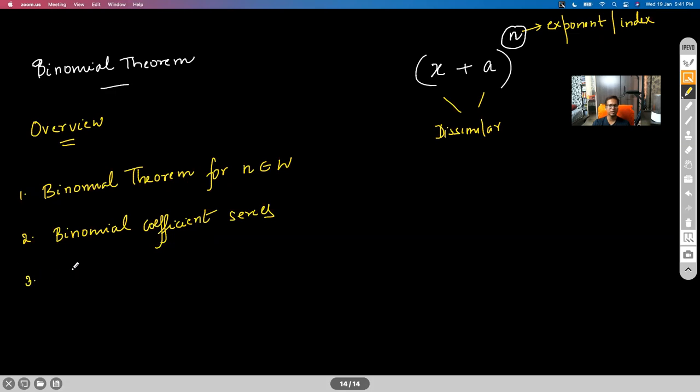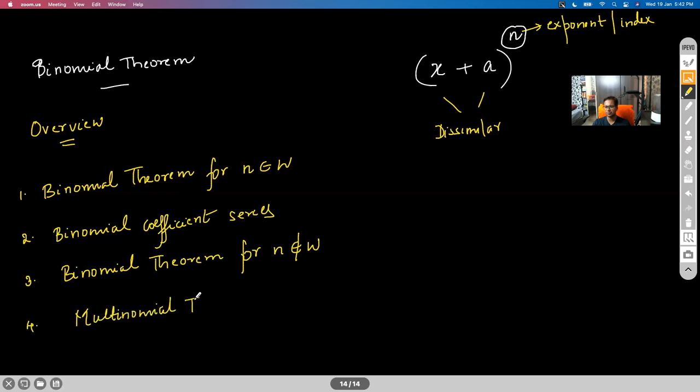The third thing that we are going to talk about is binomial theorem for any index. Binomial theorem for such indices which are non-whole numbers, means it could be a fraction, it could be a negative integer. Okay, so we'll be talking about that as well. And we'll also be talking lastly about the multinomial theorem. So these would be our four major subtopics that we are going to discuss under binomial theorem. Okay, now enjoy this chapter.